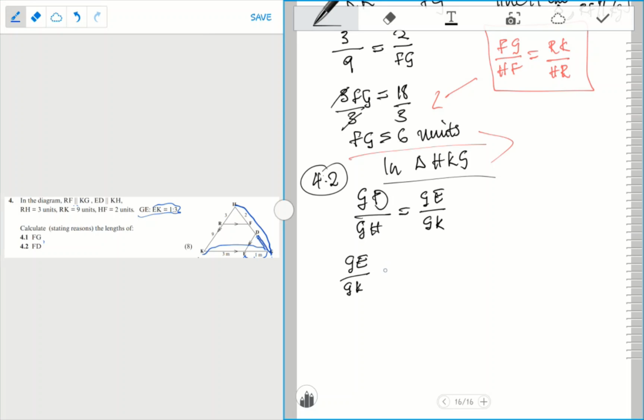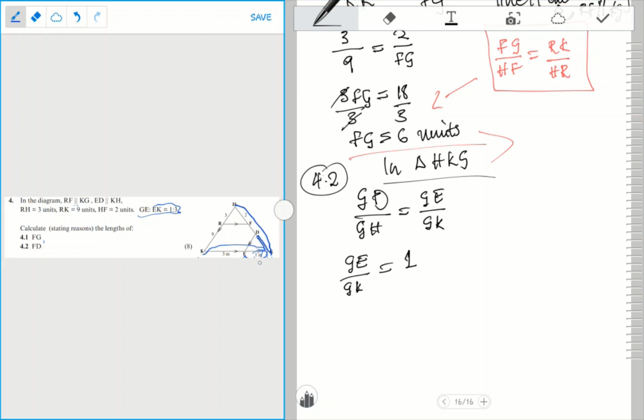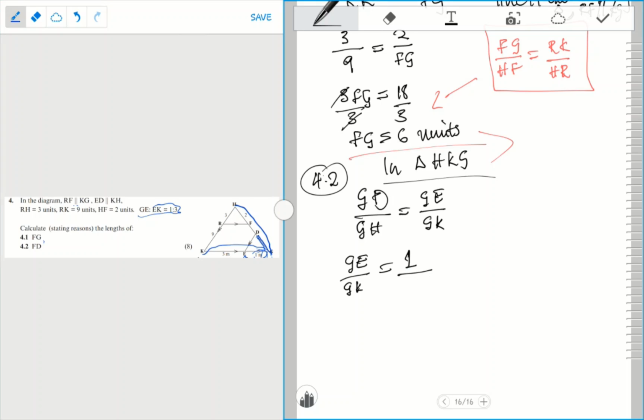GE is 1. We are given that it was what? 1 unit. Yes, it's here. It's 1 millimeter, 1 meter. 1 meter. But then the other ones are units. Wow, I didn't see that coming. But then okay, let's not mind that.